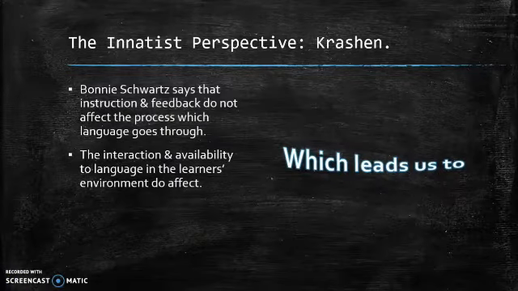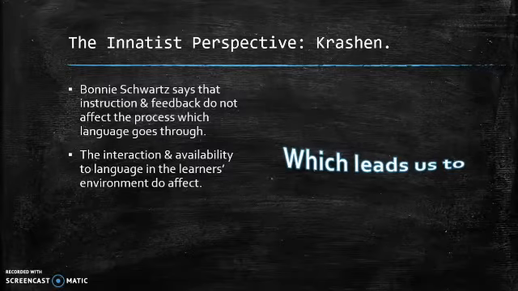In the innatist perspective, there are some theories that say that instructions and feedback do not really affect how the process of language really works or occurs. They say that interaction and availability of language in the learner's environment is what really affects it, since they believe that we have a specific module in our brain.